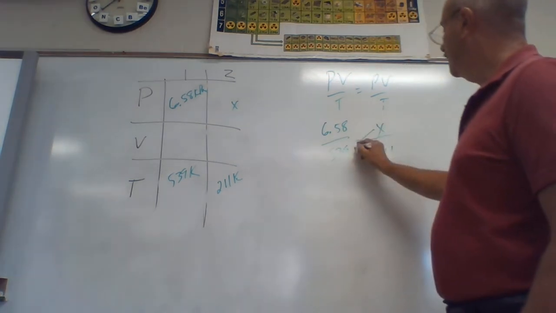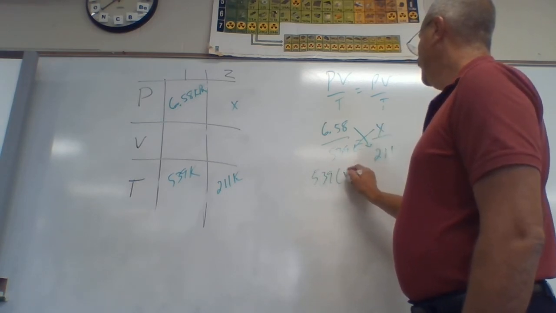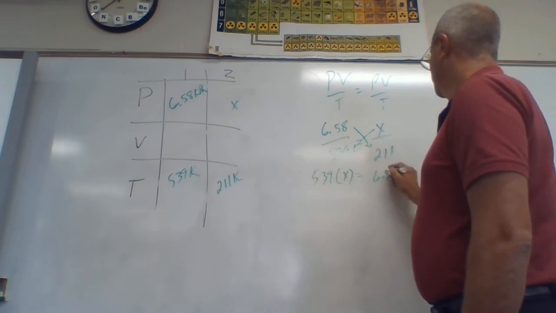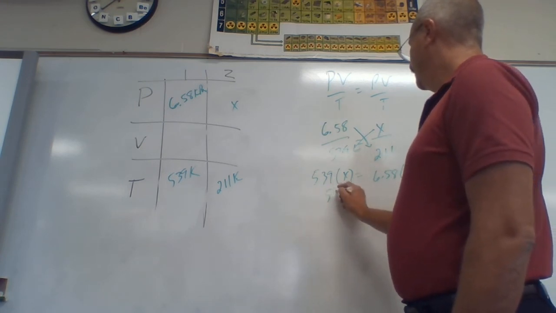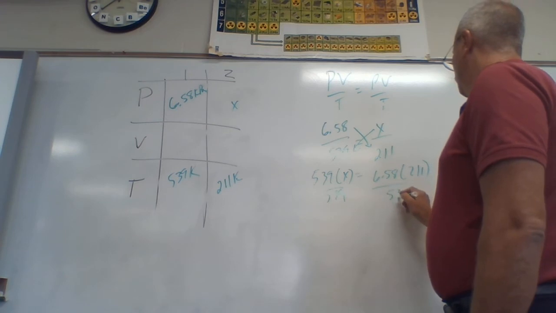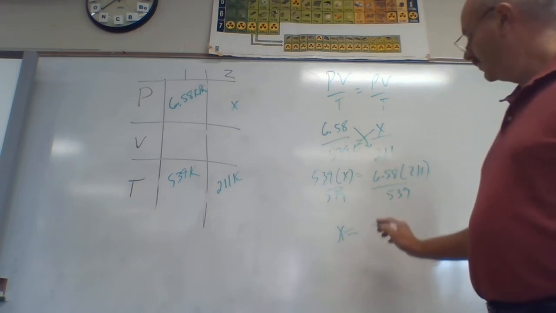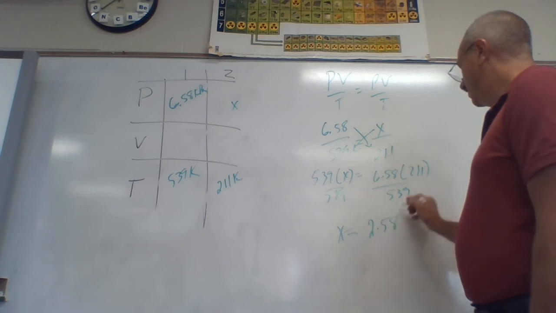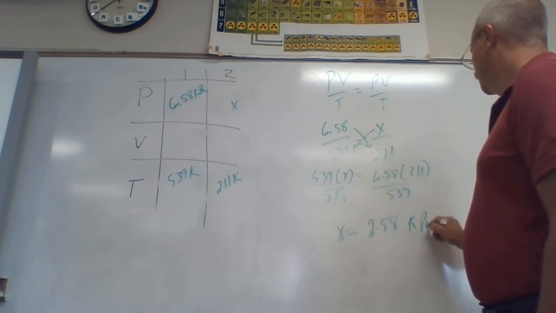So now we cross multiply. I get 539 times X equals 6.58 times 211. Divide by 539 on both sides. And X ends up equaling 2.58, and we were looking for pressure, so that's kilopascals.